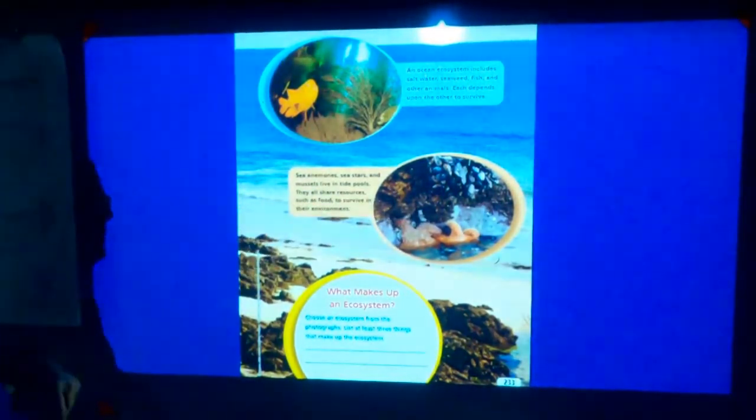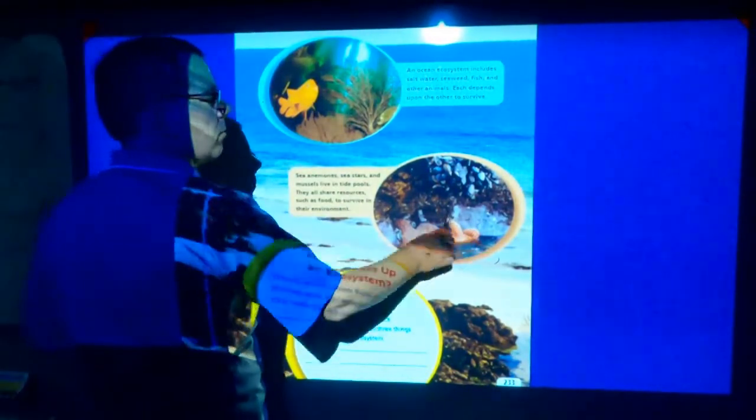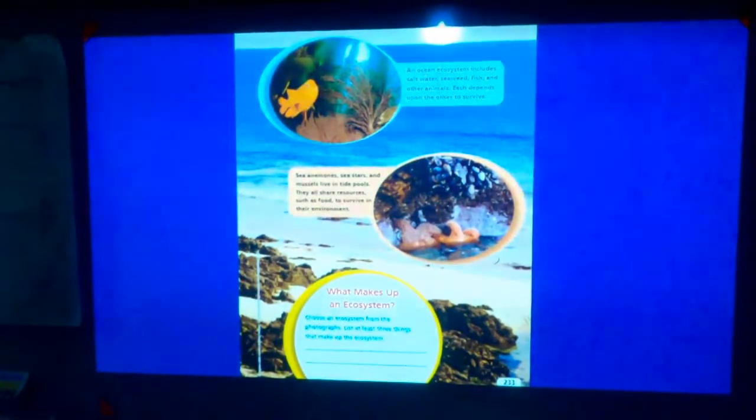Our next picture down, sea anemones, sea stars, and mussels live in tidal pools. They all share resources such as food to survive in their environment. Another resource they share are the rocks, because they can't all have their own rock. They have to share the rock.